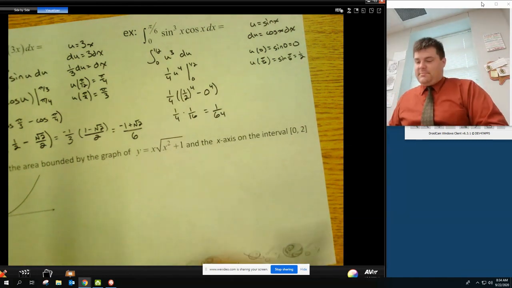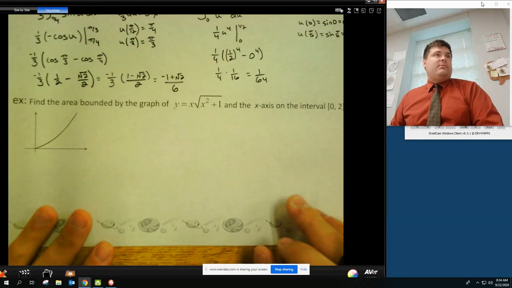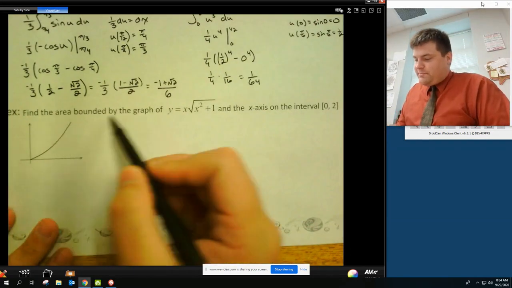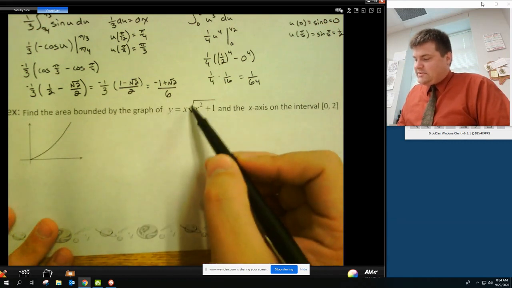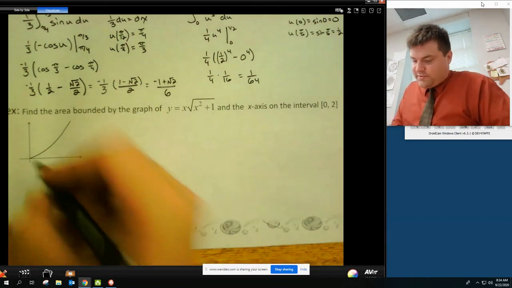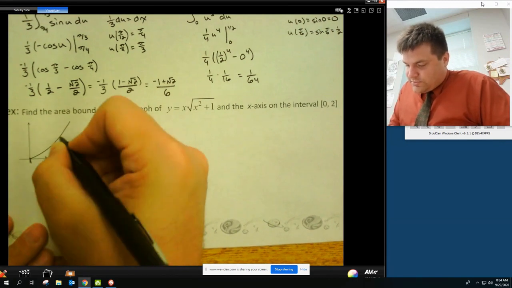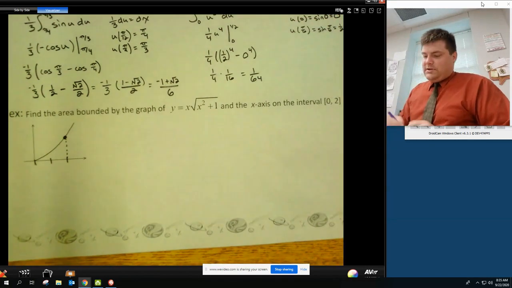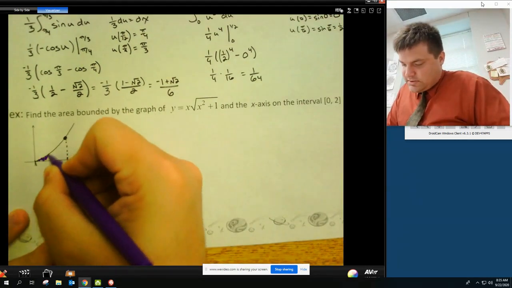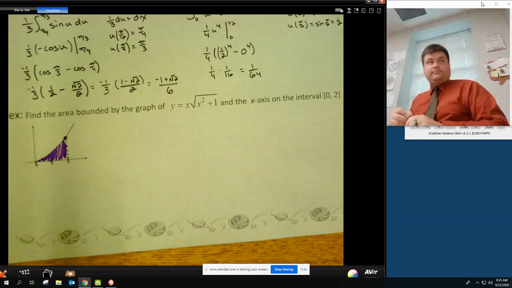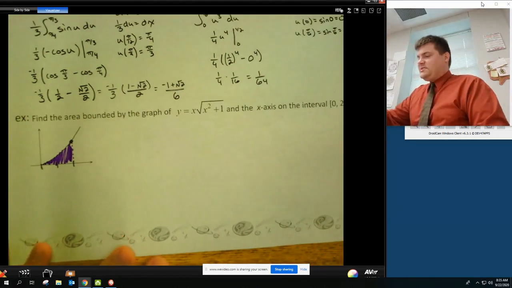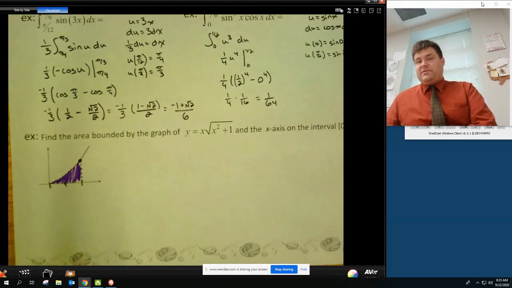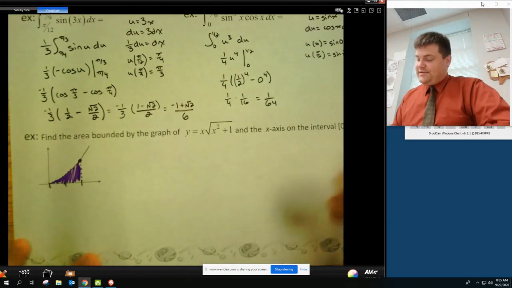All right, last problem here. A little bit of a word problem. A little application of this stuff is find the area bounded by the graph of y equals x square root of x squared plus 1 on this interval from 0 to 2. So I'm trying to find the area of, I'll shade it purple. And if you are getting a little lost in this video, if this is going a little too fast, you're going to need to brush up on your u sub as well. So I do have a u sub video in the archives that you can go ahead and find.